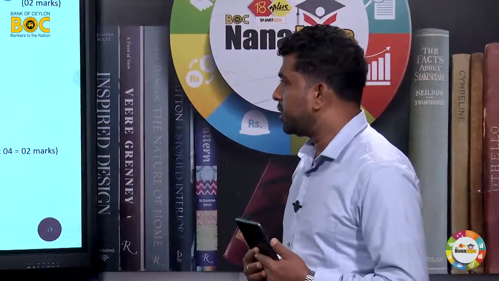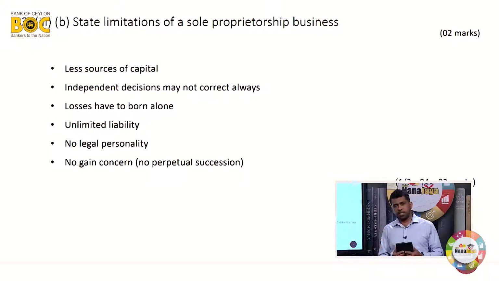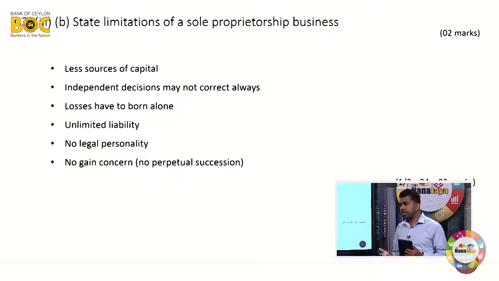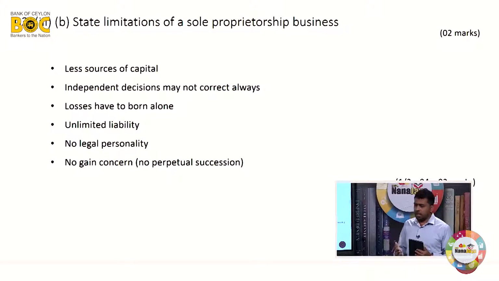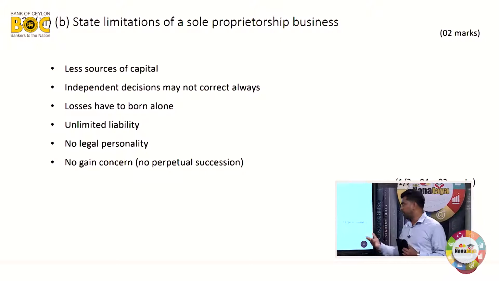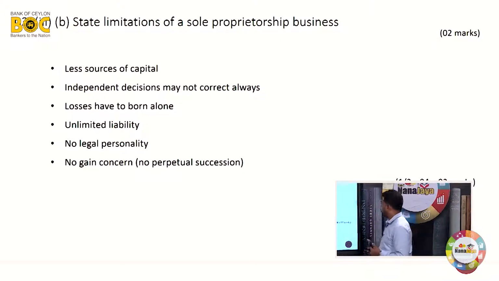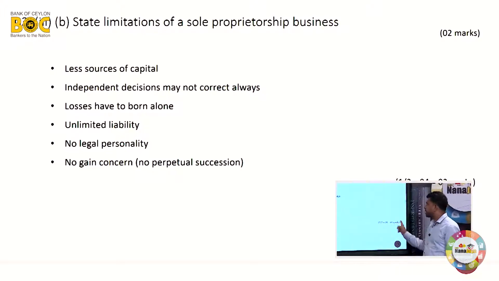No going concern or no perpetual succession, that means death of the owner, bankruptcy of the owner or insanity of the owner will be a reason to shut down or liquidate the business. Right? You have to mention 4 points to get 2 marks for this question.